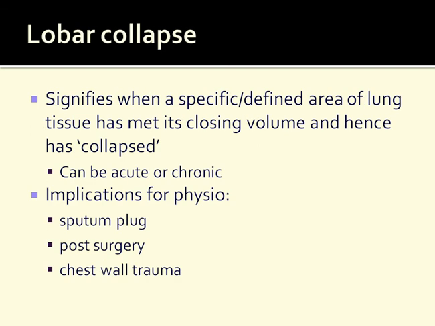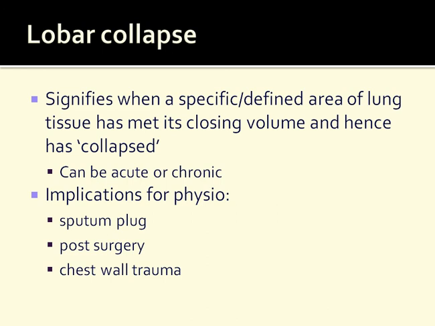In terms of lobar collapse, as the name suggests, it signifies when there's a specific or defined area of lung tissue that's met its closing volume and hence has collapsed. That could be something that happens in the acute situation, or it could be quite a chronic or long-standing problem. And ultimately, the implications for physio are whether there's something that we can influence to improve that area of collapse.